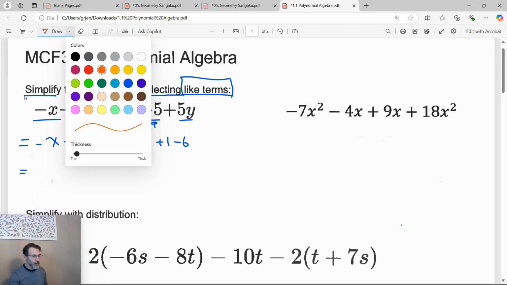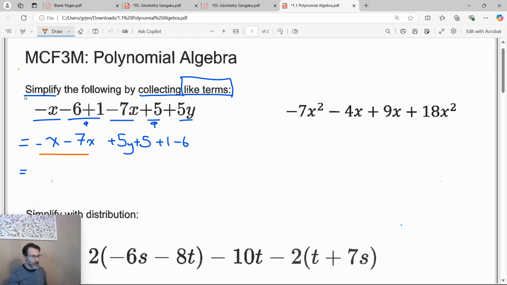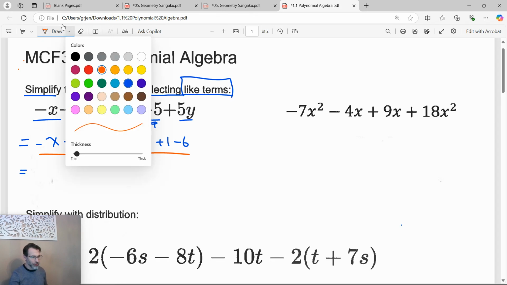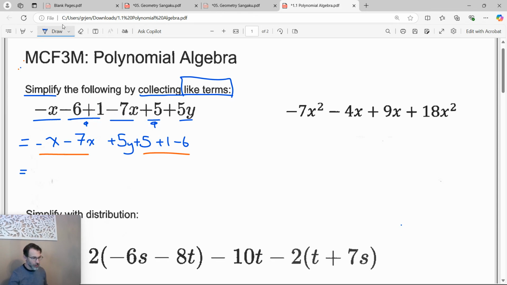Okay, so I notice that x and 7y are like terms, so are 5, 1, and negative 6. They're like terms, but those are the only sets of such like terms. So I have minus 8x plus 5y.